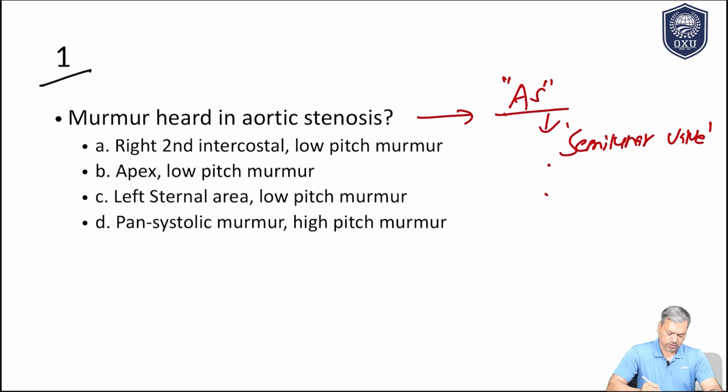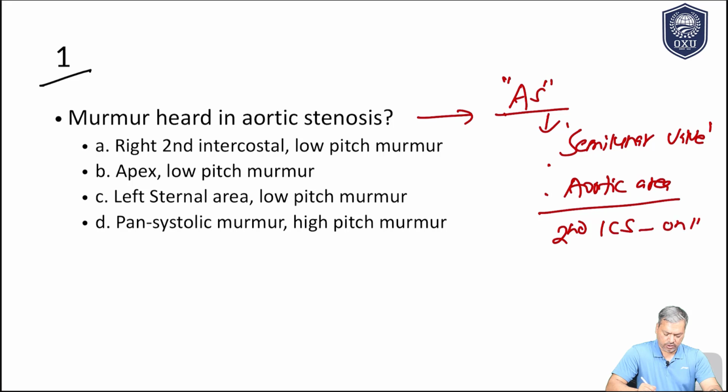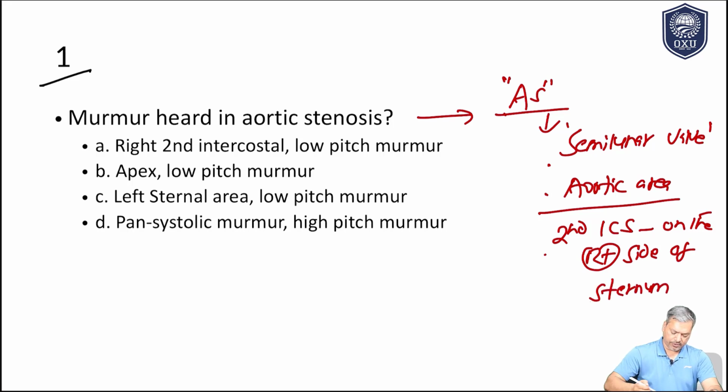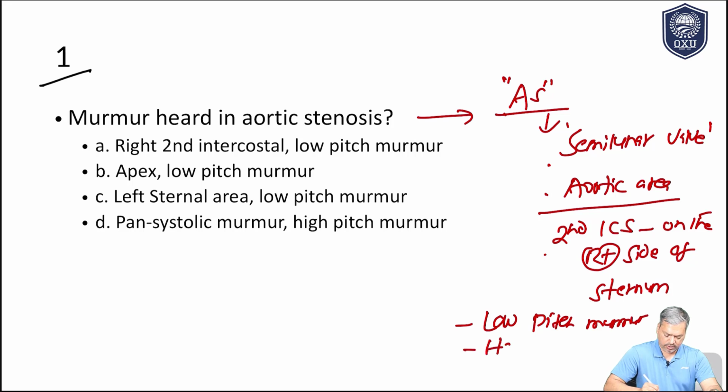Of course, the murmur is most loudly heard in the aortic area, and the aortic area is present on the second intercostal space on the right side of the sternum. Remember this. Now, this murmur is a low pitch murmur, but a very harsh one. It is harsh in quality and always radiates towards the neck, or towards the carotid artery. So now let's find out which is the correct answer here.